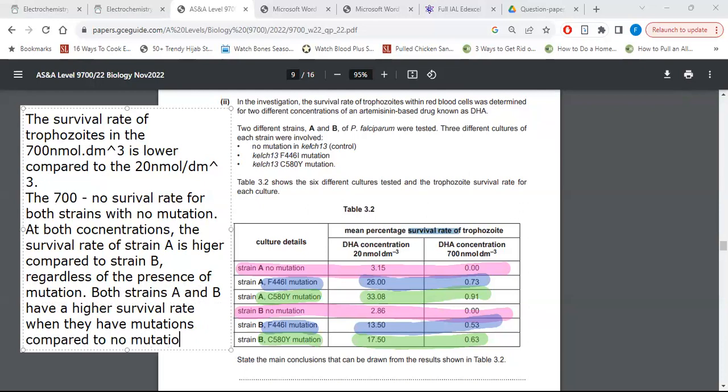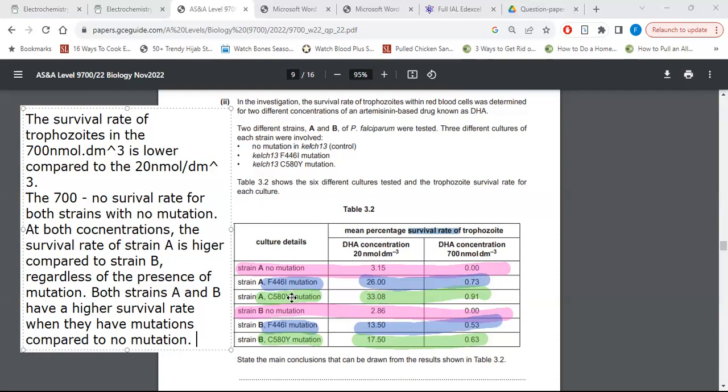And finally, let's compare the two different types of mutation. We have F mutation and C mutation. As you will see, the F mutation has a lower chance of survival, 26 and 33. Even in strain B, if you take a look, 13 and 17. Come on to the high concentration, same thing: 0.73, 0.91, 0.53, 0.63. So mutation C is more powerful.